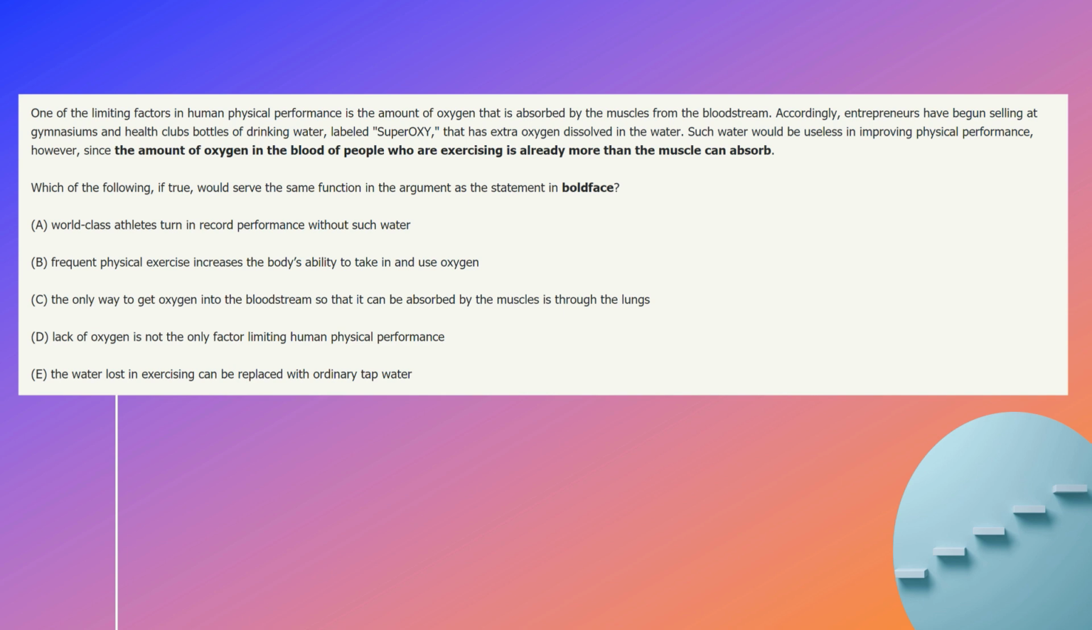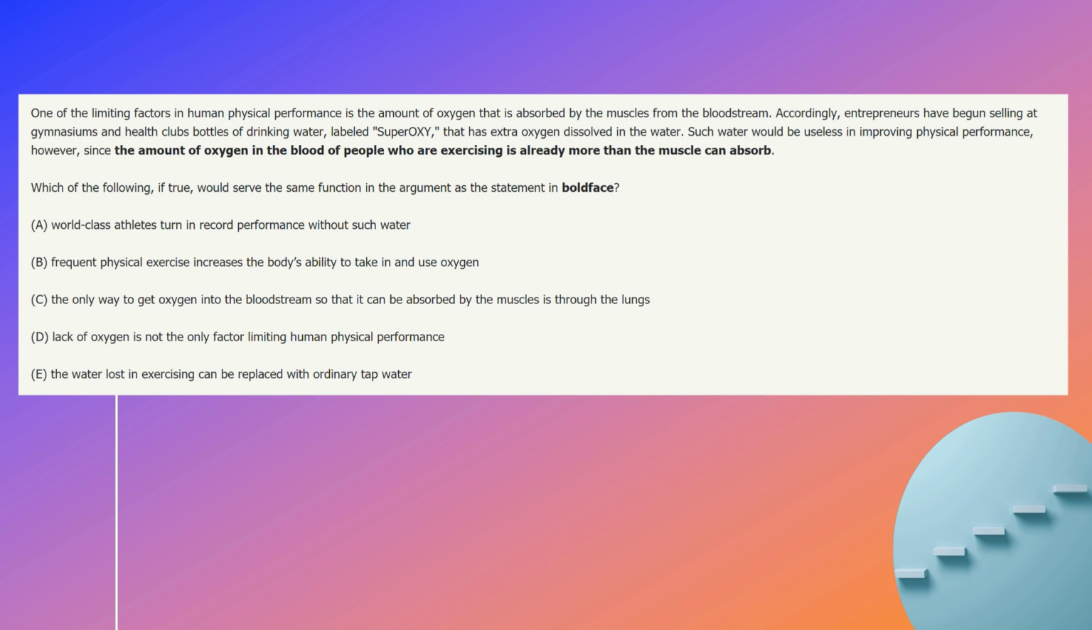And finally, E. The water lost in exercising can be replaced with ordinary tap water. Brilliant. There's a solution. That's a positive. Now, yes, logically, it does show that super oxy is useless, but it doesn't parallel it in terms of positive and negative. It's actually saying a positive thing. The water lost can be replaced, positive, with ordinary tap water. So it's wrong, not necessarily because of the logic, it's also wrong because of its positivity.